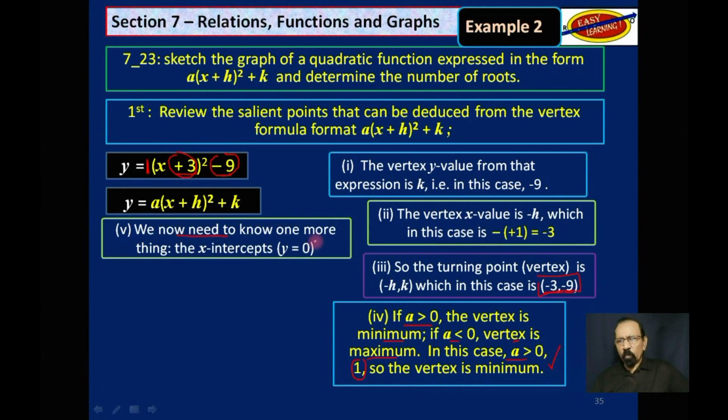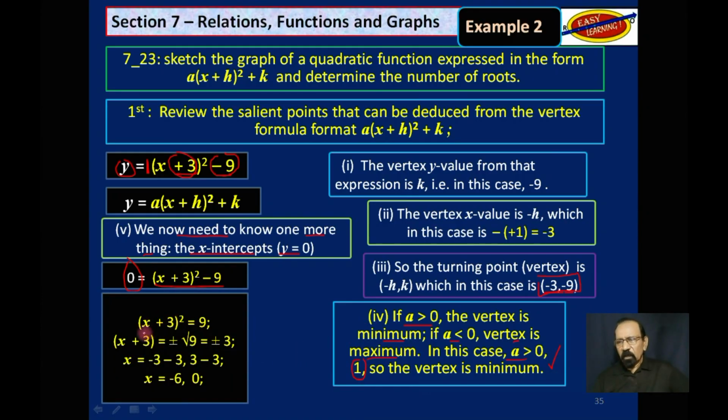We now need to know one more thing, the x-intercepts. That is where y is equal to 0. We need to know them in order to sketch the graph. So we set y as 0. And since it is in this format, it is fairly easy to solve. You find the square root of both sides. And so you get x plus 3 is equal to plus or minus the square root of 9, which gives us plus or minus 3. And we work that out and we get that the x-intercepts are negative 6 and 0.